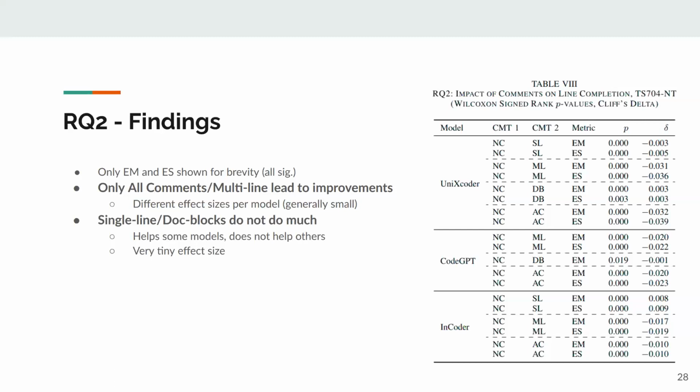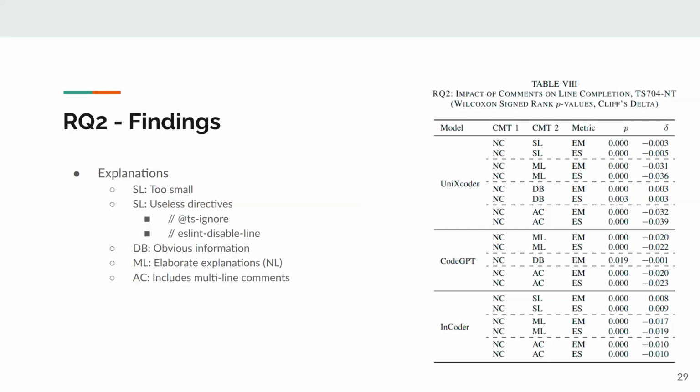Yeah, thank you. All right, so this is it for research question 2. So what are the explanations for this? Well, for single line comments, it is quite obvious because single line comments are just very small. So you can't really expect a very comprehensive explanation of what some code should do in a single line.